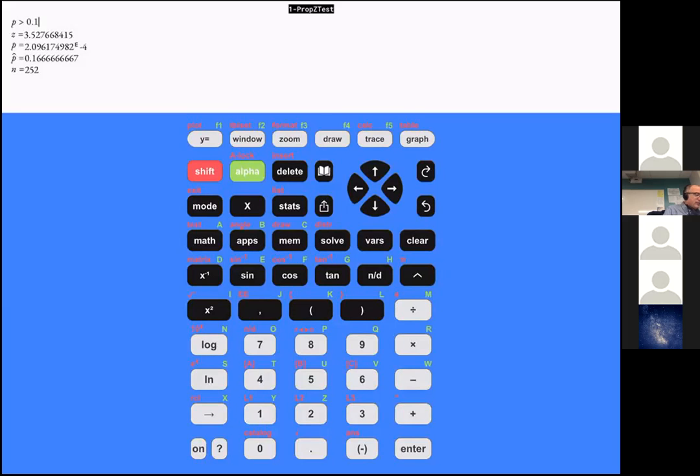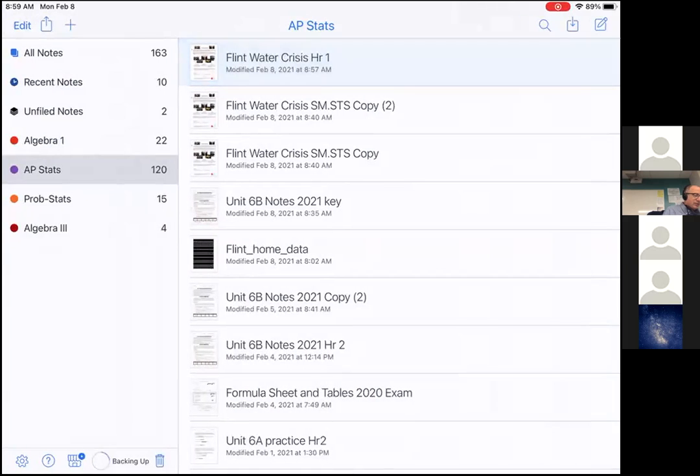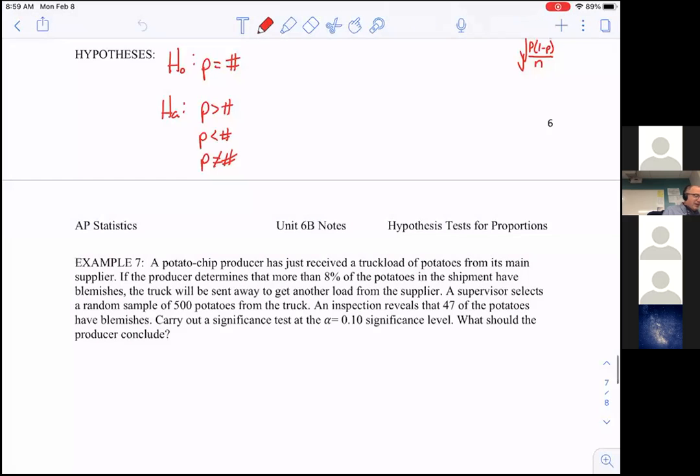All right, so we're going to slip back to our notes. That is not notes. Here's our notes. There. Find the right one.